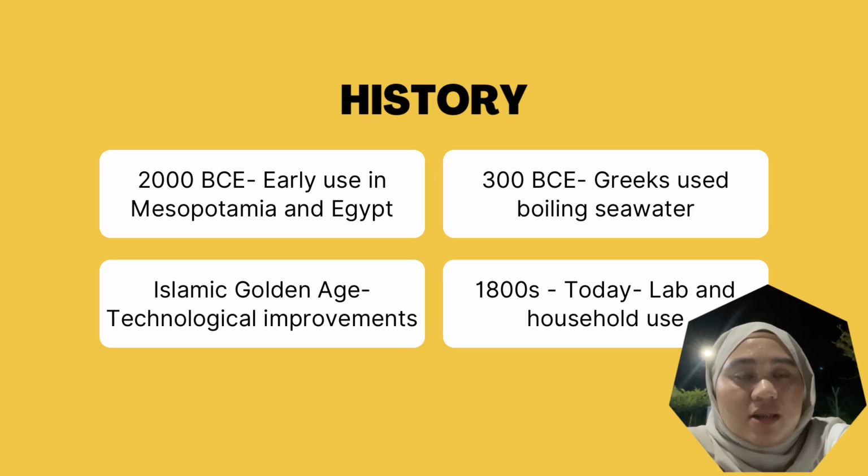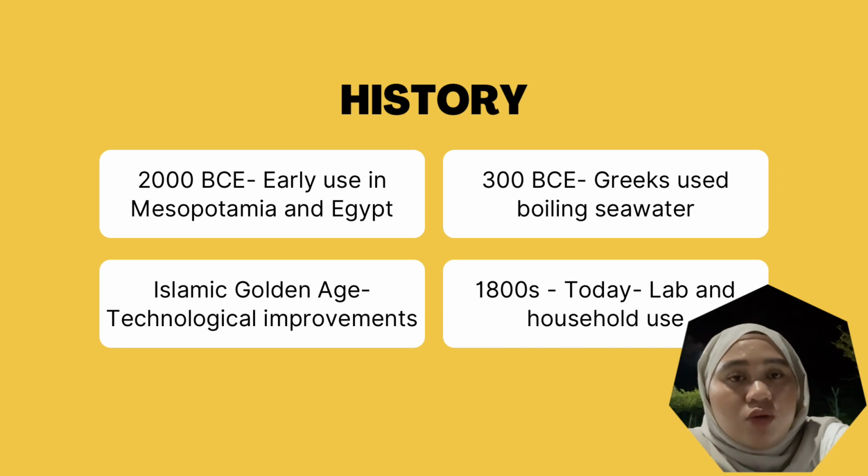So I will talk about the history of the water distiller. Water distillation has been used for centuries to purify water. The process began in ancient times, around 2000 BCE, when early civilizations like the Mesopotamians and Egyptians used simple distillation methods to make perfumes and medicines. However, they didn't yet use it for clean drinking water.